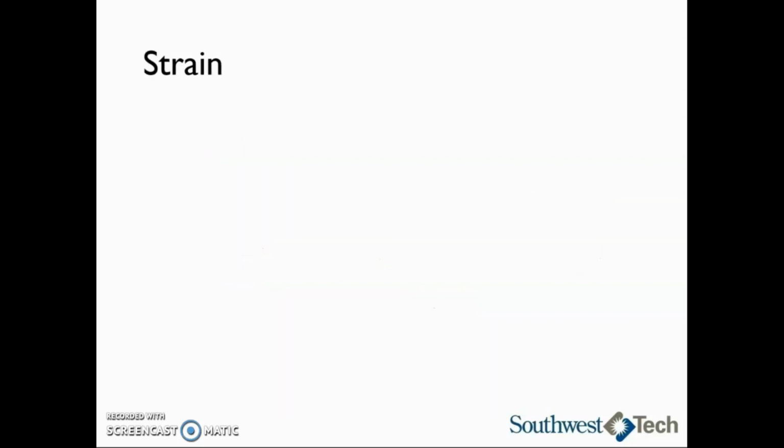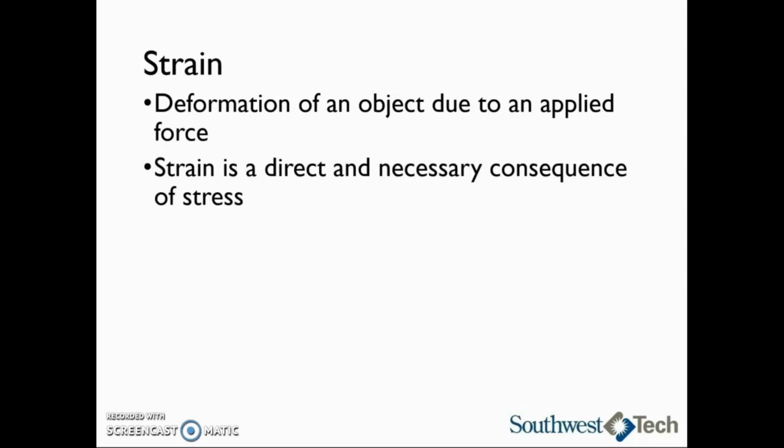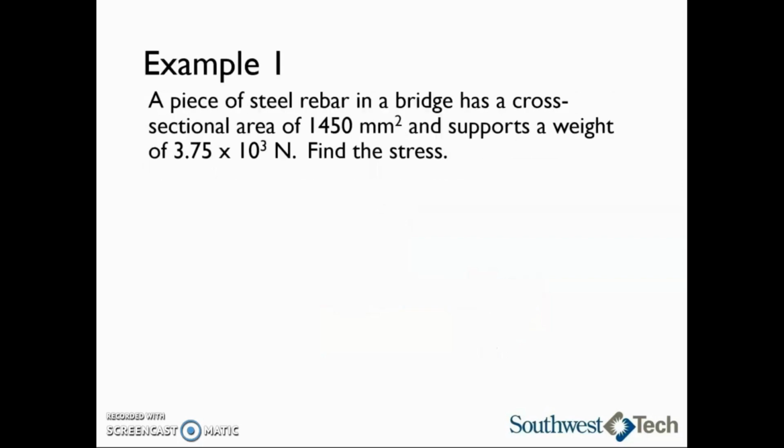Now that we have discussed the 5 types of stress, let's briefly define strain. Strain is the deformation of an object due to an applied force. Strain is a direct and necessary consequence of stress. In this picture, we see the strain on the bridge. The bridge is being deformed or bent downward in the middle as compared to if there were no deformation of the bridge, represented by this blue line.